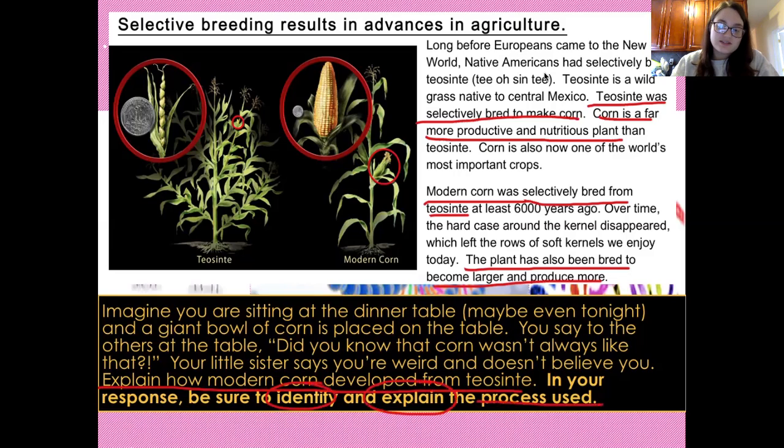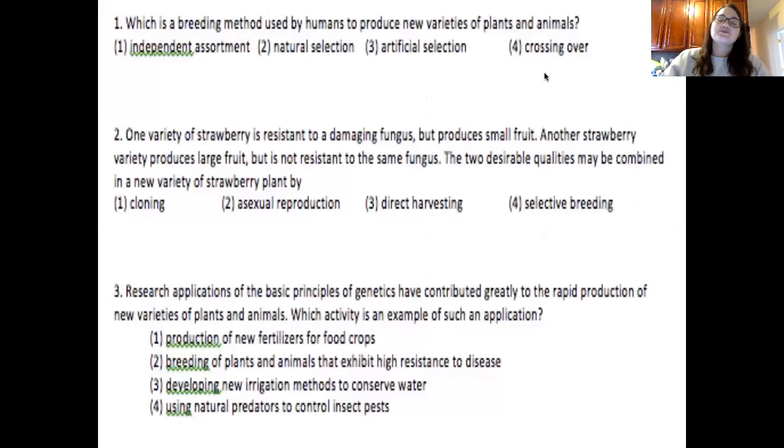So I'll give you a hint. I have underlined that process used somewhere in this passage. So as you write this example, please refer to the passage to create your response of how modern corn was developed from teosinte. Now, if you want to pause this video and write down your response, you are more than welcome to, but I will be checking that tomorrow. So please write that on your answer sheet. We press on.